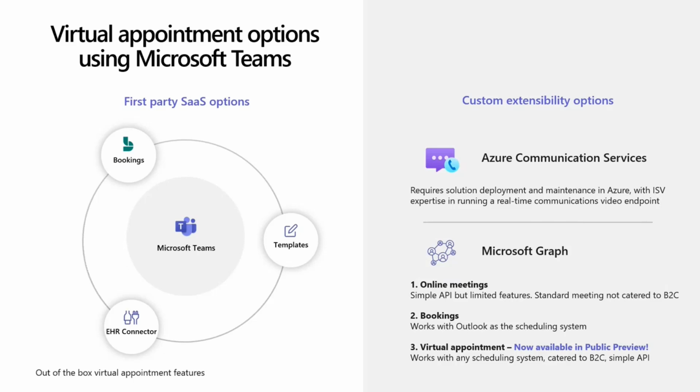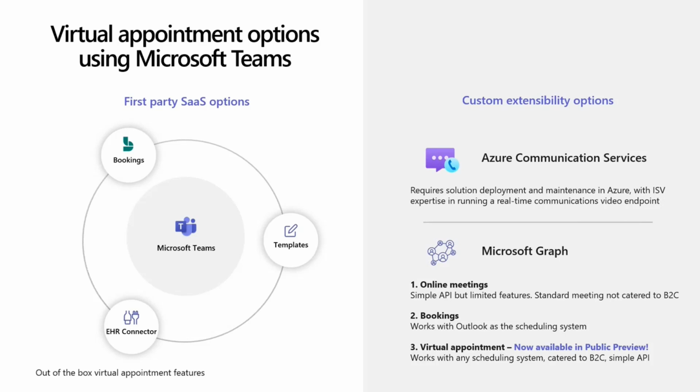And then on the right here, you've got custom options. And that, of course, is a very broad topic. Historically, in the Microsoft world, you've had Azure Communication Services as one option. And then you've had Microsoft Graph. It's been possible to create a Teams meeting in Microsoft Graph for a long time, so we won't dig into that too much today.